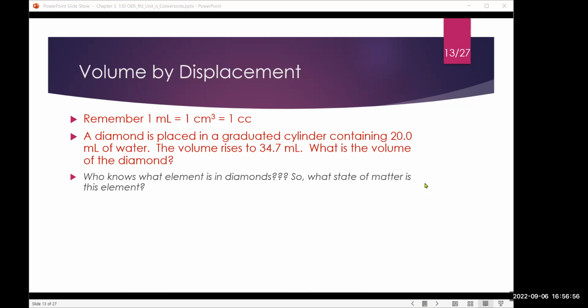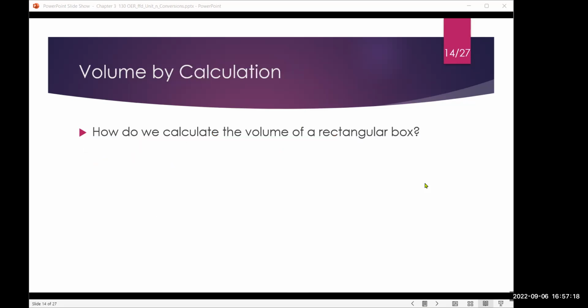All right, so let me kind of shift gears a little bit. And we're going to jump into doing calculations with density. But before we do that, we're going to talk about volume a little bit, okay? Now, there's two ways to obtain volume, or to measure volume. I'll go with the first one, which should be this.